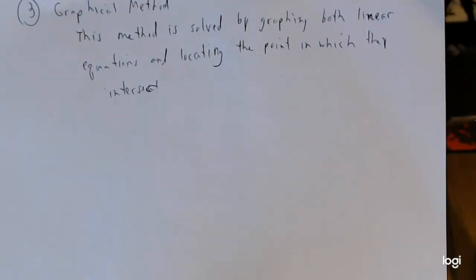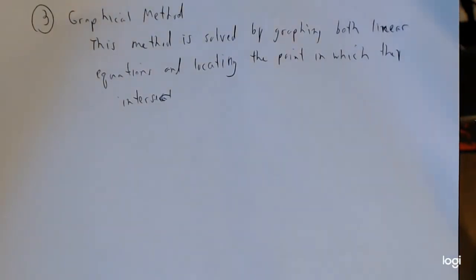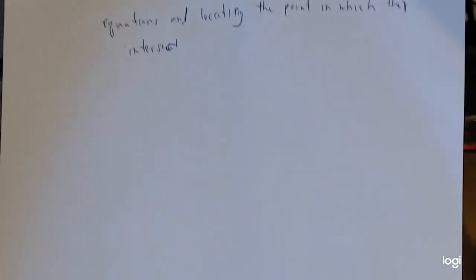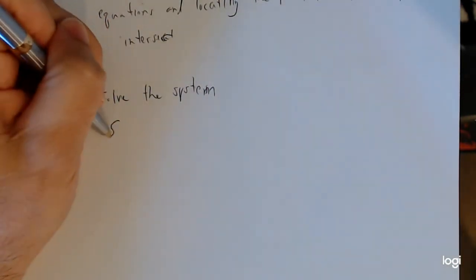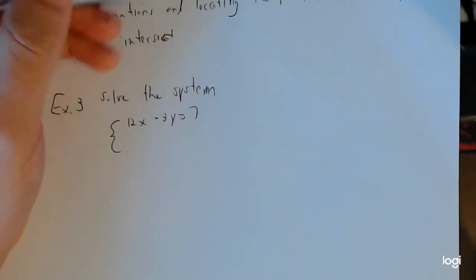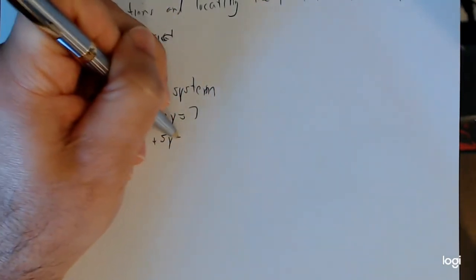Okay, so before we end the notes here, I want to do a couple more examples where we'll see the case where we have infinitely many solutions and no solutions, and you'll see how the process should not change here. So for example 3, solve the system 12x minus 3y equals 7, and negative 20x plus 5y equals 4.